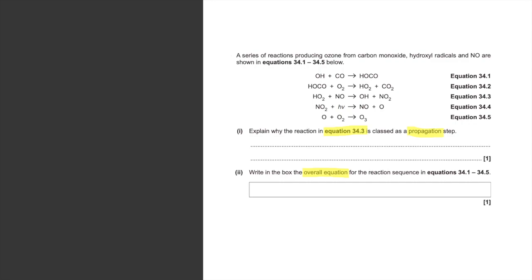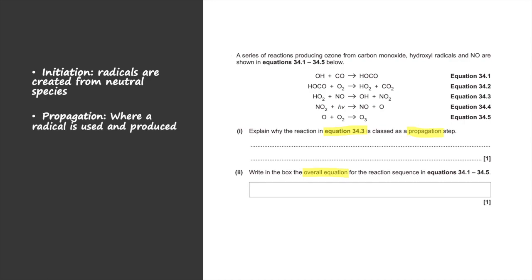Initiation step is where radicals are created from neutral species. So usually you will not see a radical in the reactant side of the equation, but you will see a radical in the product side. A propagation step is where a radical is used and produced. You usually see a radical in the reactant side of the equation as well as in the product side. A termination step is where radicals are used up to produce a neutral species. So you will see radicals in the reactant side of the equation, but not in the product.